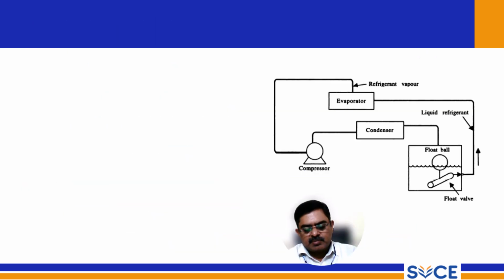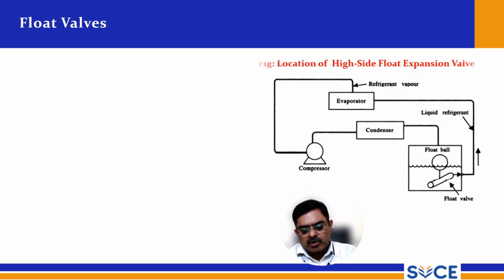So this is the diagram, and these are the float valves. The evaporator is kept here, and the condenser is here, and this is the float ball. This acts as the float valve, and this is another method, the float valve. Liquid refrigerant from the condenser, through the throttle, that is the float valve, is sent to the evaporator. It receives from the condenser, and this is operated or controlled by the float.